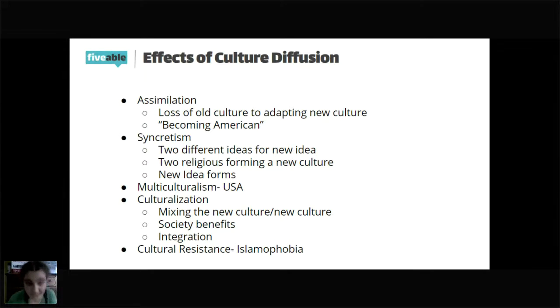Syncretism. Syncretism is basically the mixing of two cultures to form something new, like the mixing of two faiths. I think it's Sikhism, a religion practiced in India where I think they mixed Islamic teachings and Christian teachings to come up with this new religion.